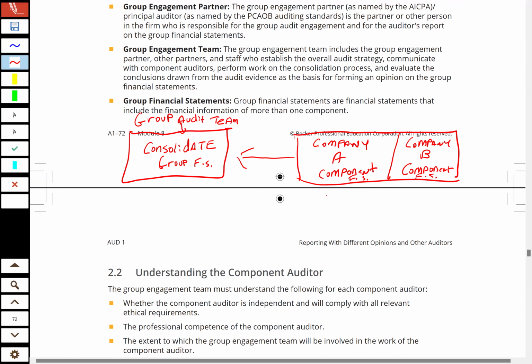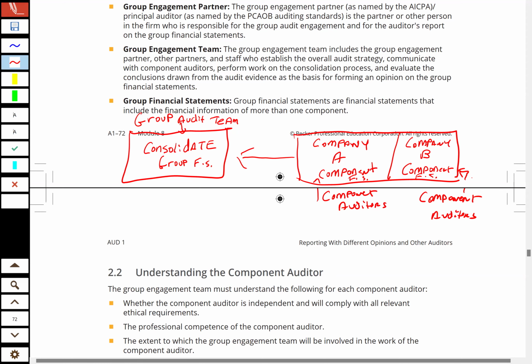And then we could have one or more component auditors. So maybe we have some auditors that audit component A. Okay, maybe you have some auditors that audit component B. Okay, now that's what we're talking about here.